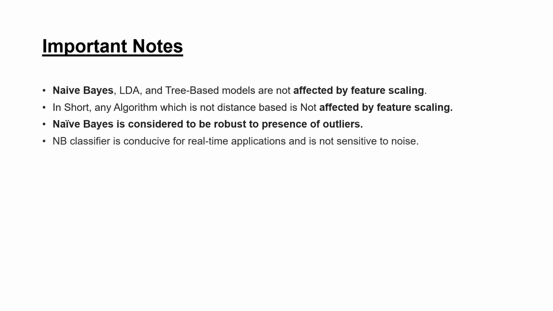As a general notion, naive-Bayes is considered to be robust to the presence of outliers, but keep in mind this is not true every time. But yes, in more cases, we go with this assumption that it is considered to be robust to the presence of outliers. For real-time applications, keep in mind the naive-Bayes classifier is not sensitive to noise.